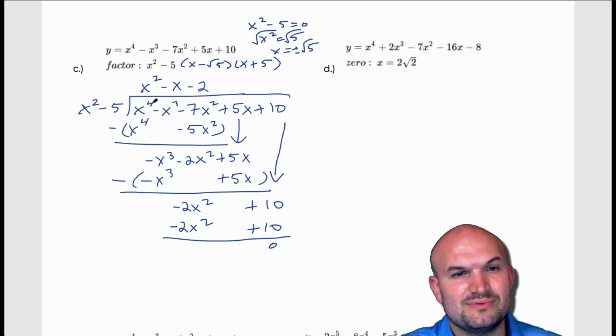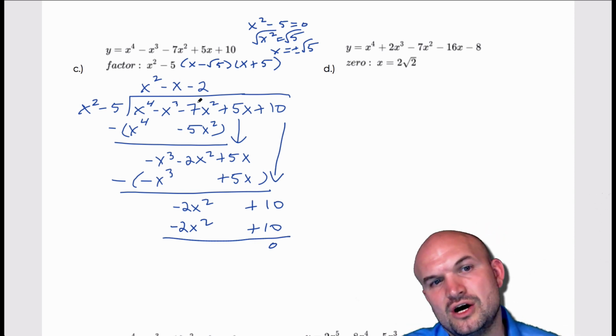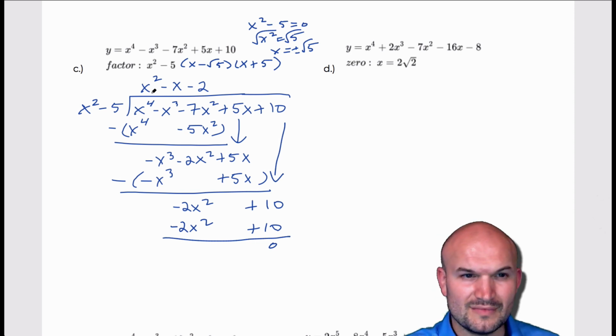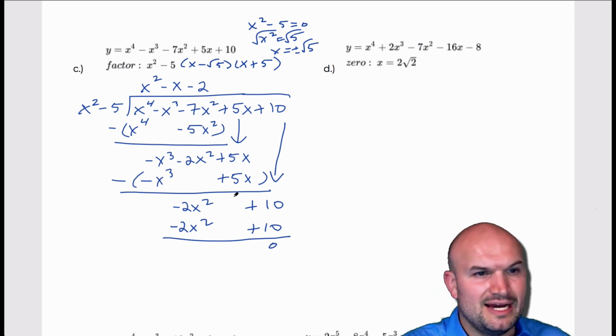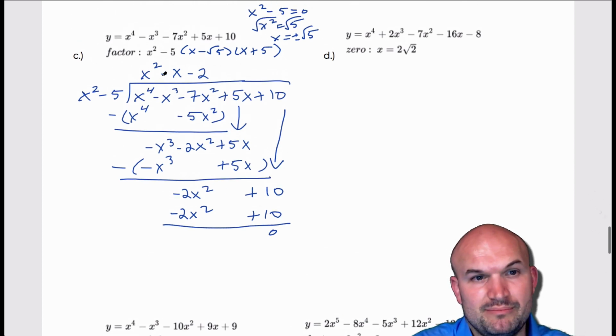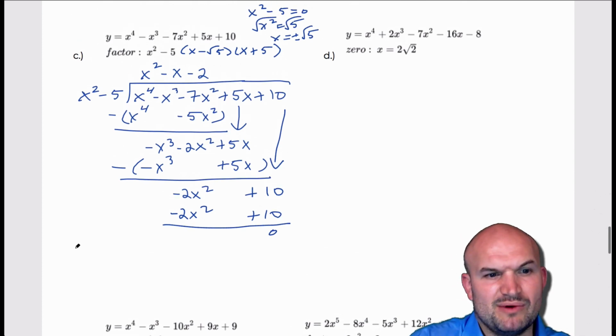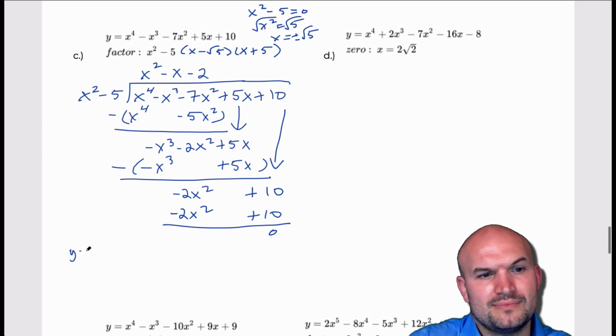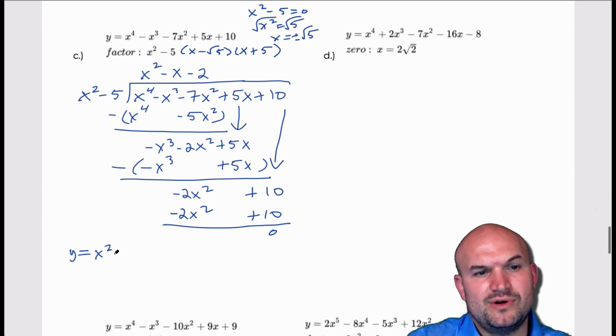And then we look at this, we say, all right, well, how can I solve x squared minus x minus 2? Can I rewrite that? Because basically, this polynomial can be rewritten as this product. So let's rewrite that. Let's set it equal to y. And therefore, that's really x squared minus 5 times x squared minus x minus 2.